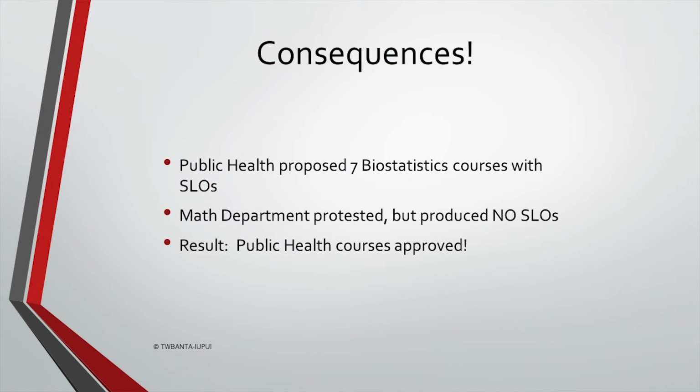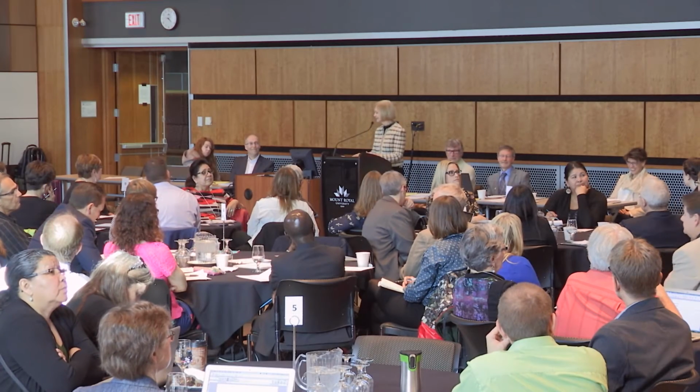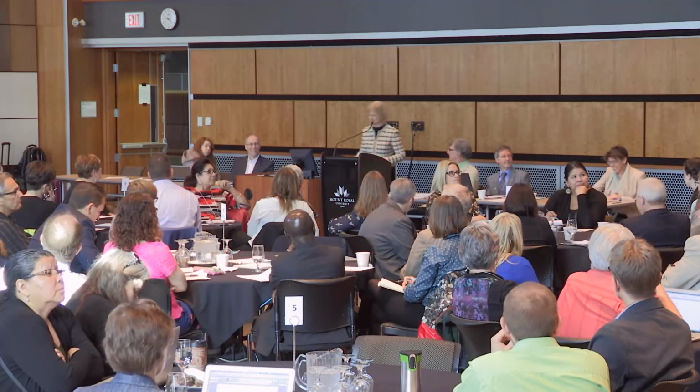And the math department said, we offer courses very much like these 7 that you're thinking of offering. And of course, we want more students in our classes, so let us offer the courses, and you send your students to us to take them. Well, the math department either didn't have student learning outcomes written or failed to produce them. And on that basis, public health faculty now are able to teach these 7 biostatistics courses for their students. So, consequences for learning outcomes.